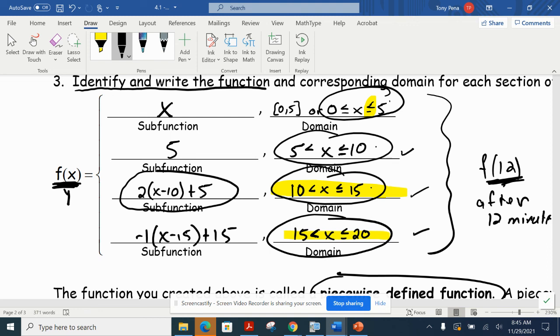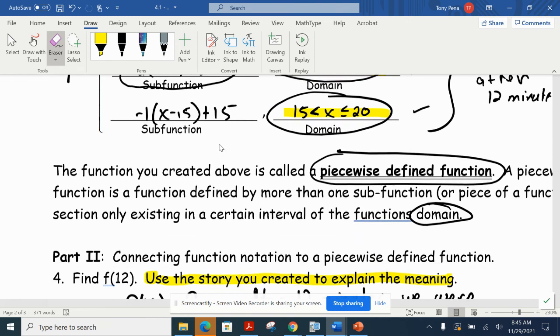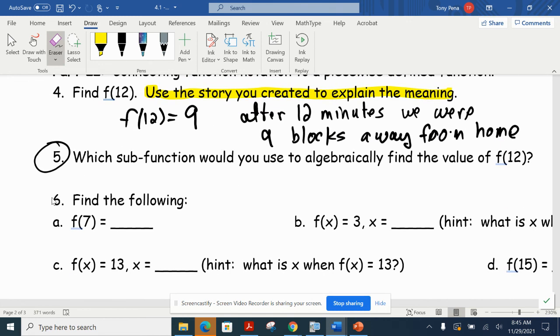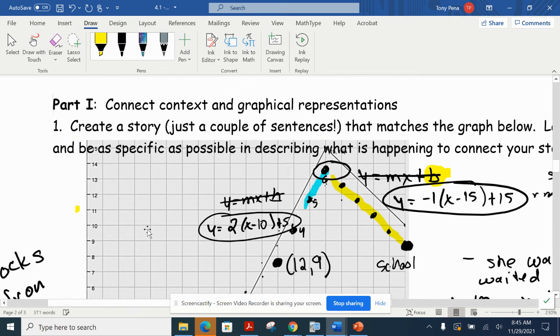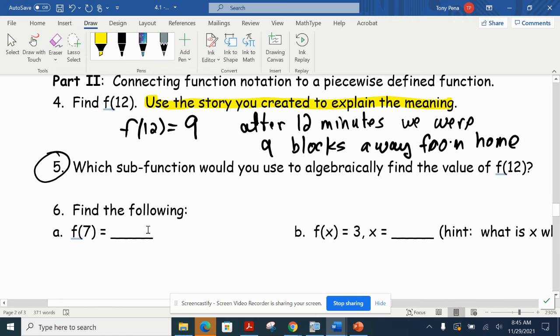So what we could do is just take this function and plug a 12 into it. I'm going to do this right now. You don't necessarily want to erase yours, but I just want you to see what we could have. Actually, let's rewrite this below. So 2 times x minus 10, and then plus that 5. We would use this f of x equals 2 times x minus 10 plus 5. That's the function we would use.